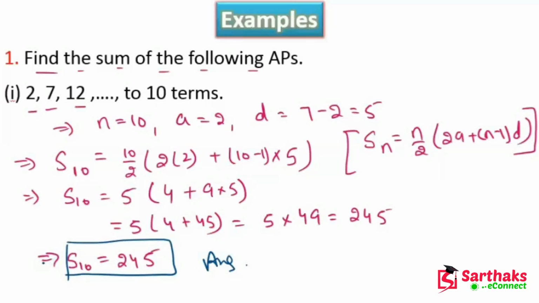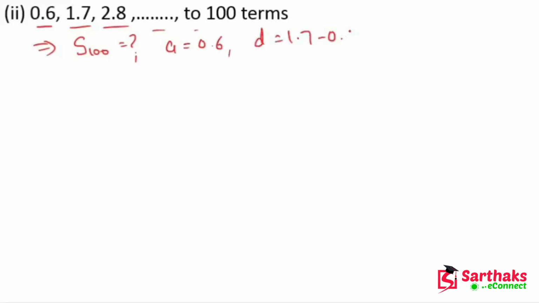So now let's move on. Yes, we have a series which is 0.6, 1.7, 2.8, up to 100 terms, which means we have to find S100. Now we have a is 0.6, and d is 1.7 minus 0.6, which is 1.1.